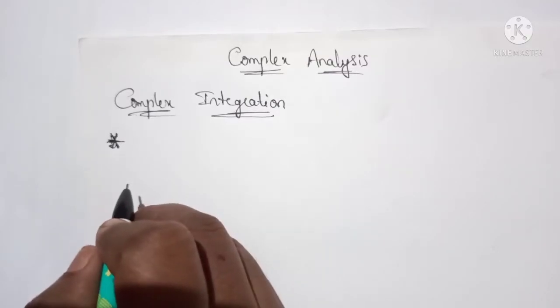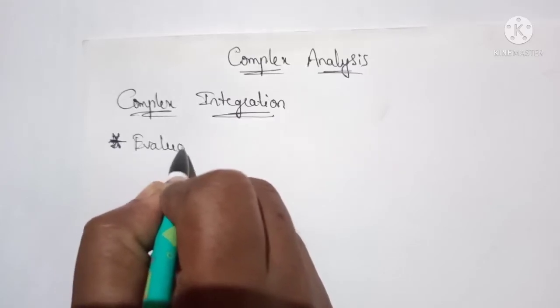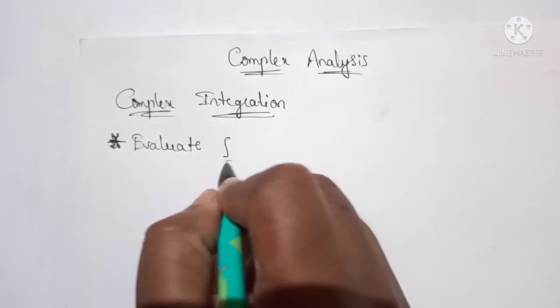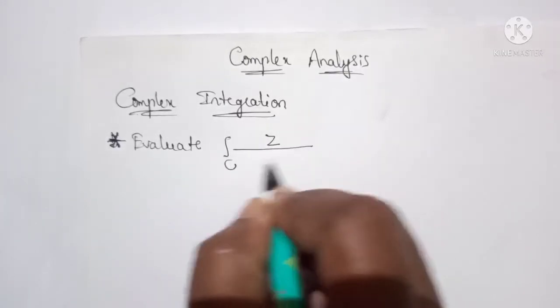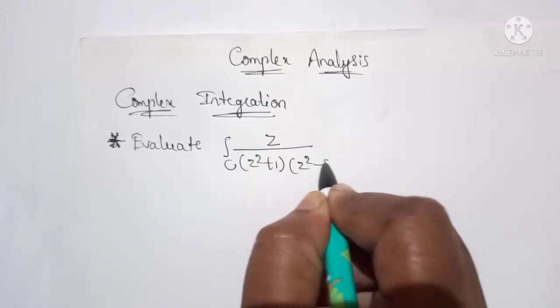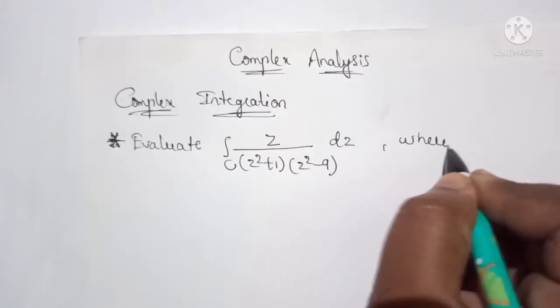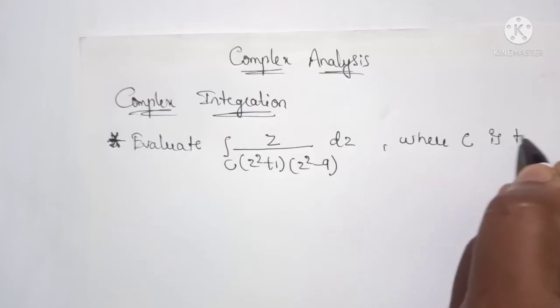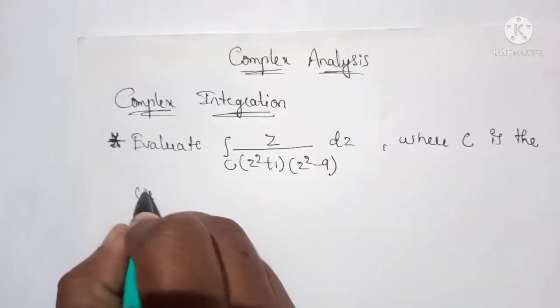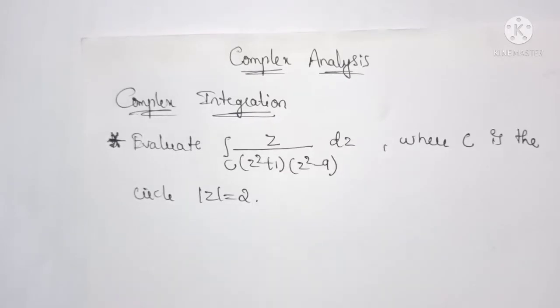Next problem, evaluate the integral over C of z divided by (z square plus 1)(z square minus 9) dz, where C is the circle mod z equals 2. Okay.